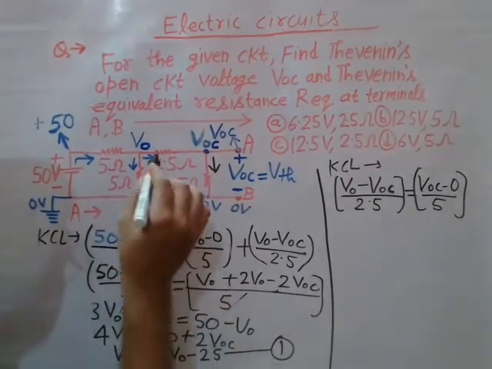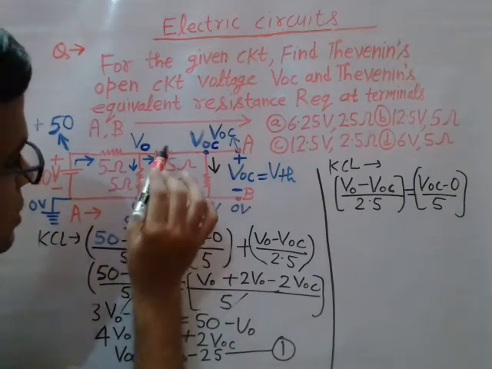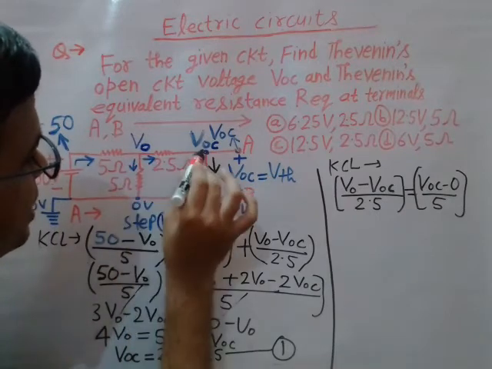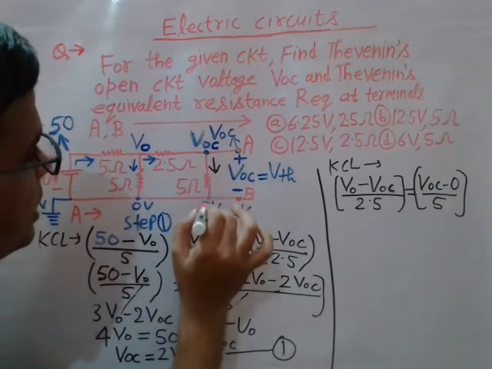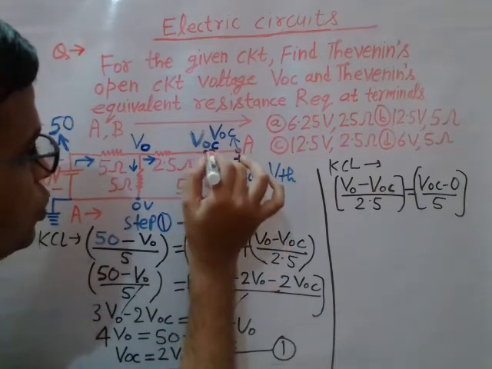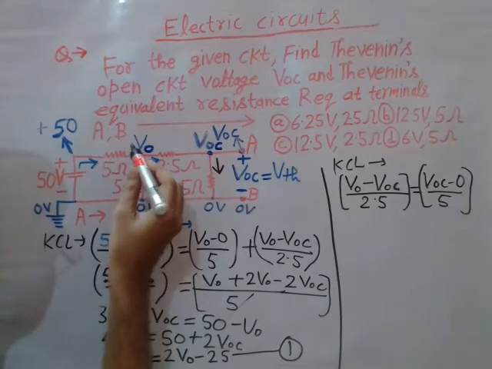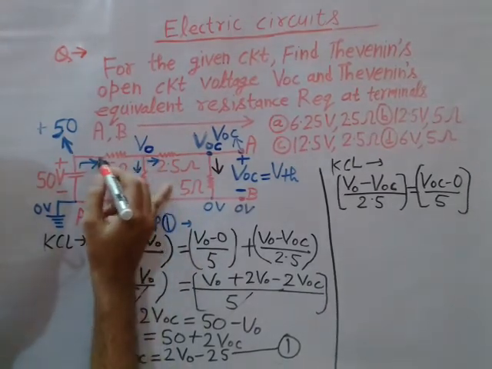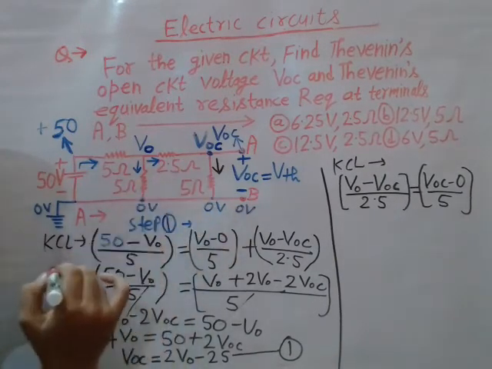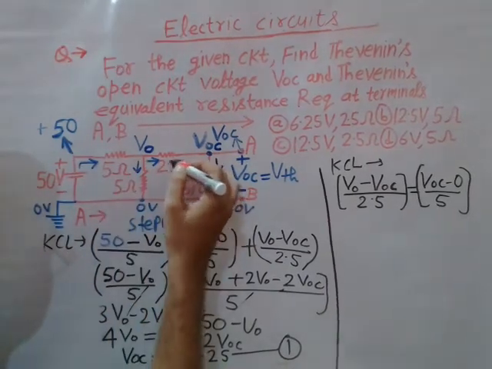So basically what I did, I simply wrote the algebraic sum of all the incoming current is equal to algebraic sum of all the outgoing current. So this current is incoming current, this current is outgoing current to this particular node, right? So at this node, how did I write? You can see here, this is the incoming current, and these two currents are outgoing currents, right? So incoming current is (50 minus V naught) by 5 is equal to sum of outgoing current.